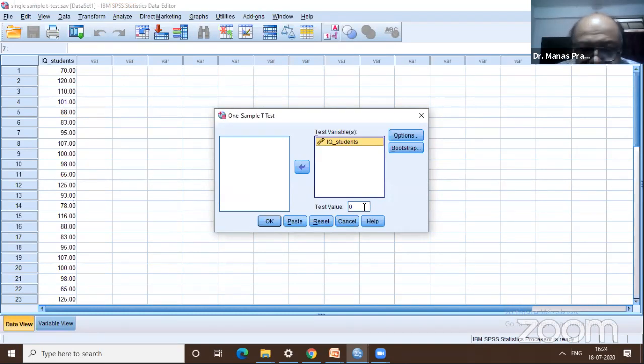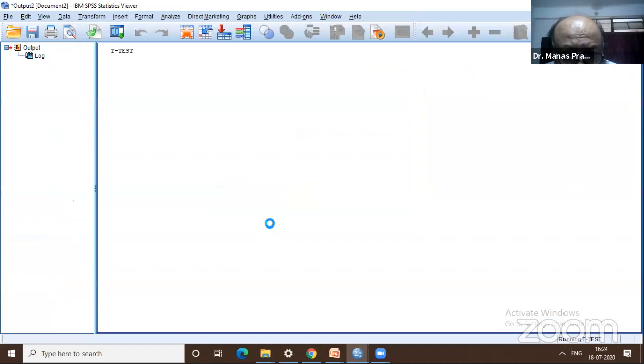Here we have to put the test value. What will be our test value? According to the null hypothesis, our assumption value is 100. So I put 100 here. Then click OK. It's done.